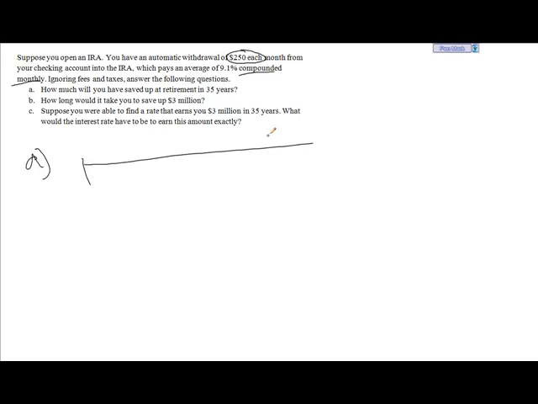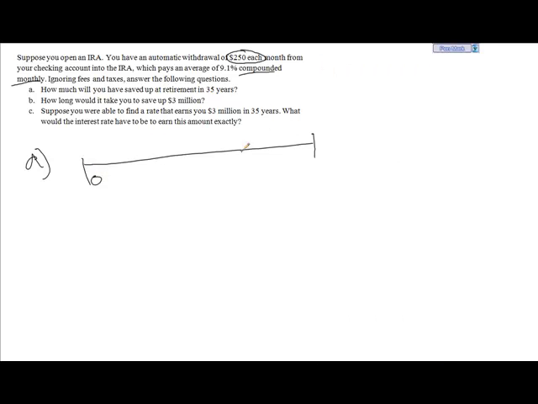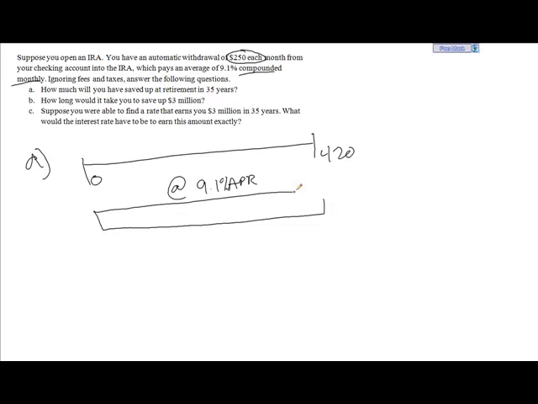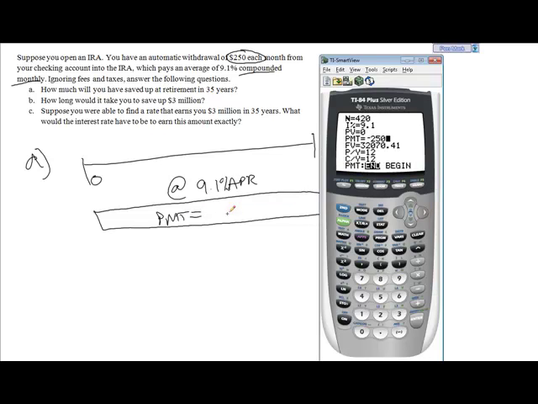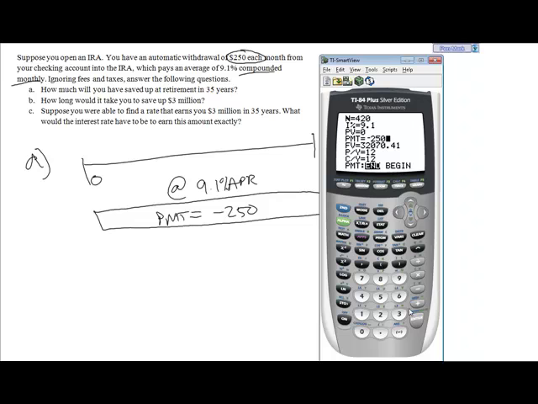So I'm going to draw a little time diagram, as we should be doing to show our work, and this goes from 0 to 420 months at 9.1% APR. And the way we usually indicate a payment is just to draw a little box here and just say that, hey, there's a regular payment of, in this case, $250. And that means that now I need to calculate my future value.